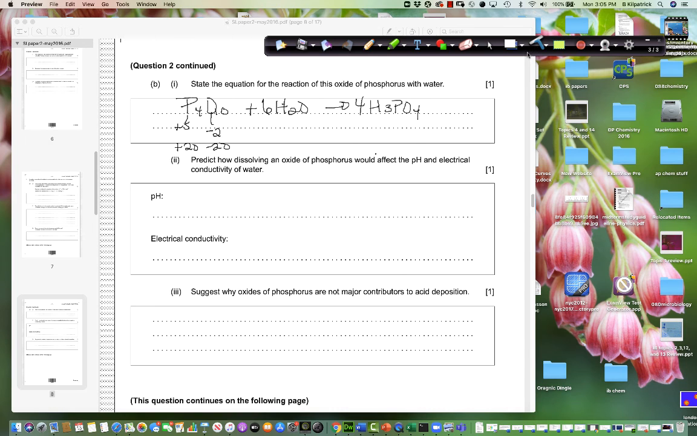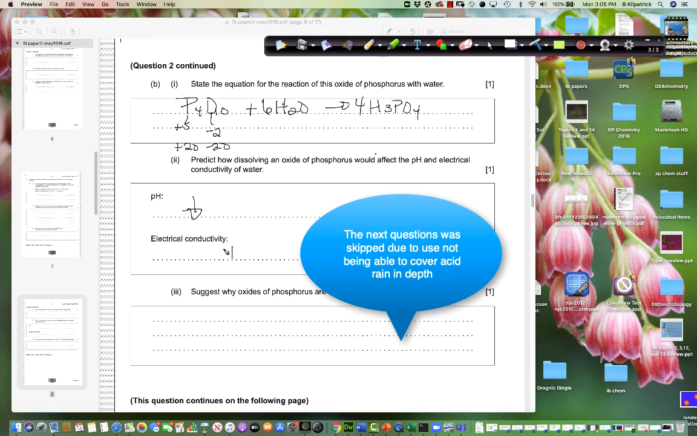All right, so predict how dissolving an oxide of phosphorus would affect the pH. Well, if you put a nonmetal oxide into water, it's going to make an acid. So that means the pH should decrease. Anytime that you have an acid in water, you're going to create ions. You're going to create hydronium ions. So the conductivity should go up because you're putting more ions and charged particles in the solution.